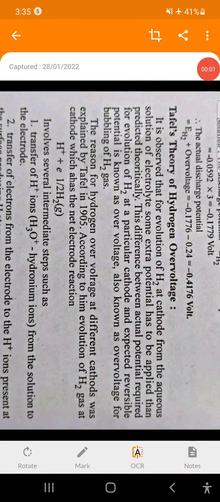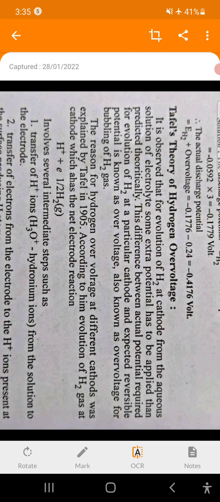Hello, we will discuss the last part of applied electrochemistry, which is included in the electrochemistry unit, that is Tafel's theory of hydrogen overvoltage. Tafel's theory of hydrogen overvoltage. We already explained what the meaning of overvoltage is and why we observe overvoltage.